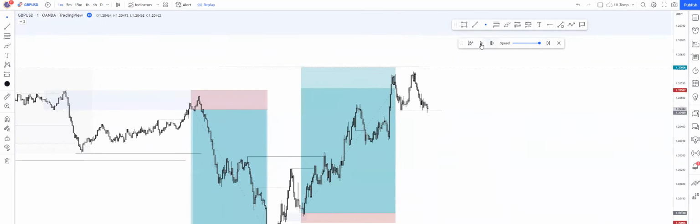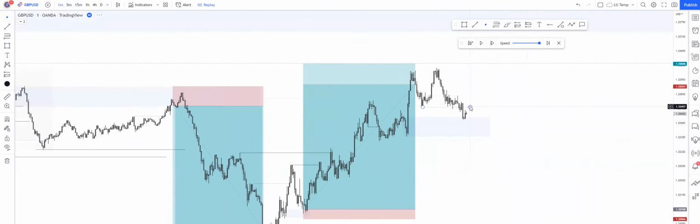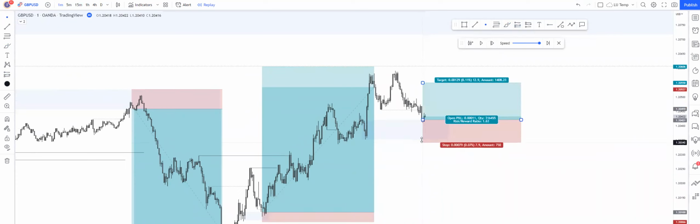Nice. So we can go for a long. Came into an unmitigated wick on day 5. So again, what's the logic behind this, right? So sell stops, POI. If this was a 4-hour, very strong POI. So we'll go long here. 6 pip stop loss.